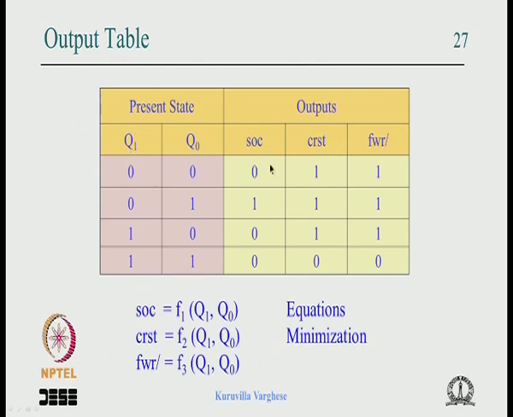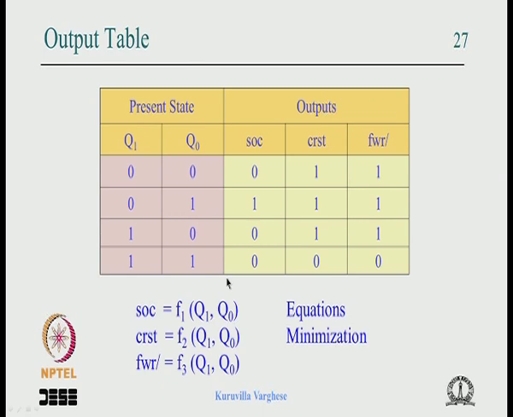You have the present state and 3 outputs. In the first state SOC is 0, the rest are 1; in the next state SOC is 1, the rest are 1. In the third state we make SOC 0, and then the start of conversion has happened and we wait for the end of conversion, and in the last state we make the reset and the FIFO write active, that's all. The equations can be formed, minimized and so on. Here the outputs are a function of the present state, as shown. So the whole process of designing I have shown.